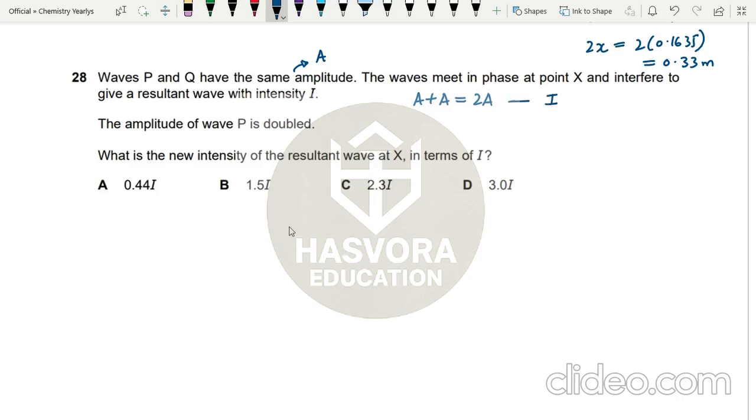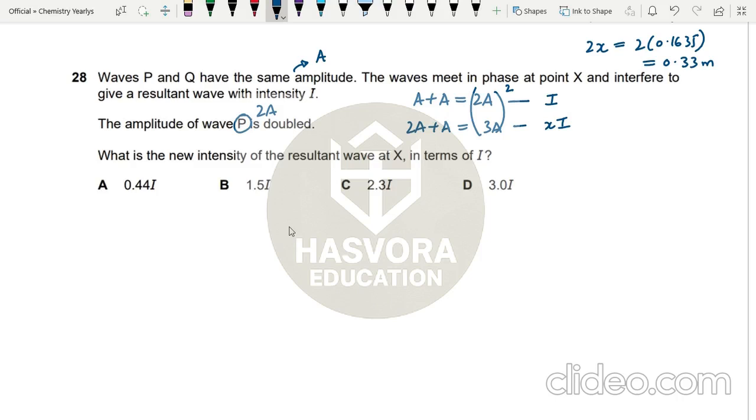Okay, then they are saying the amplitude of the wave P, only P, is doubled, so it will become 2A. What is the new intensity of the resultant wave? They are asking you about the resultant wave. So now you know that this is 2A plus the A of the Q. This is going to become 3A. Now what is going to be the new intensity? We know that the intensity is directly proportional to the square of the amplitude, so this is going to become squared. Now let's do it here.